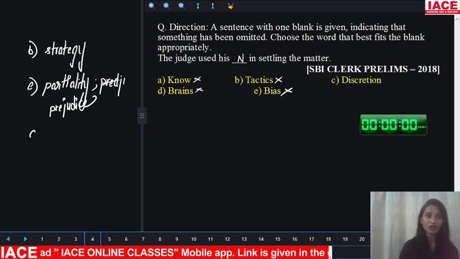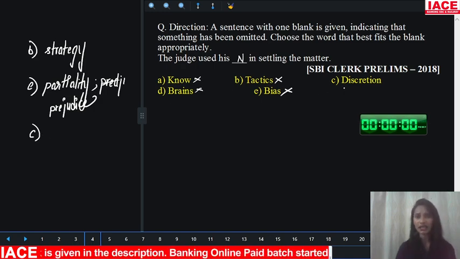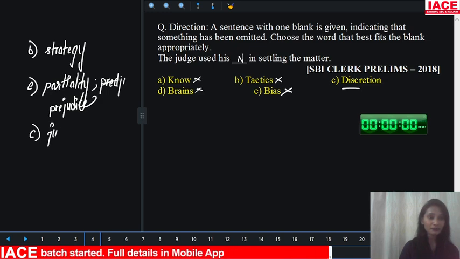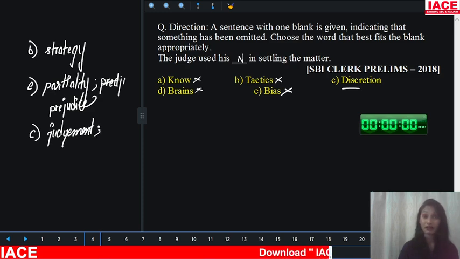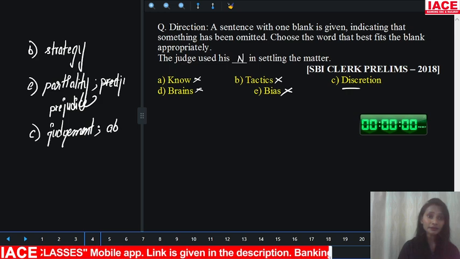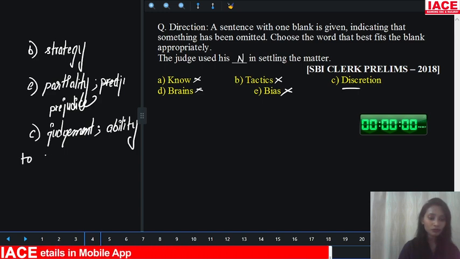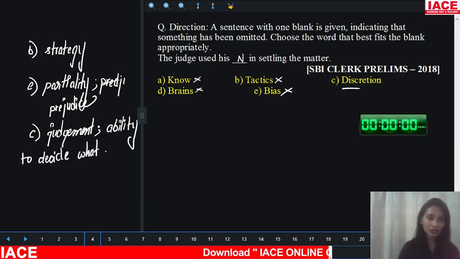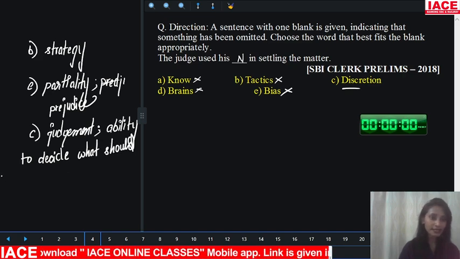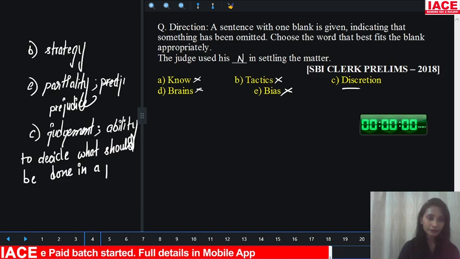Now option C. What you have is discretion. What do you mean discretion? Discretion means judgment. Judgment. What is this judgment? Let me give one more meaning to make it clear. Here the word discretion also gives the meaning of ability to decide what should be done in a particular situation.